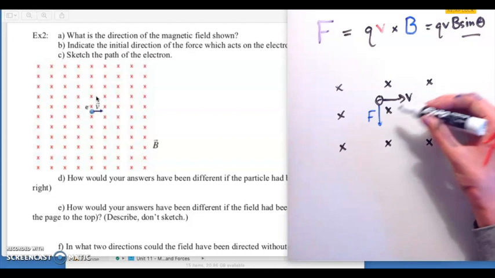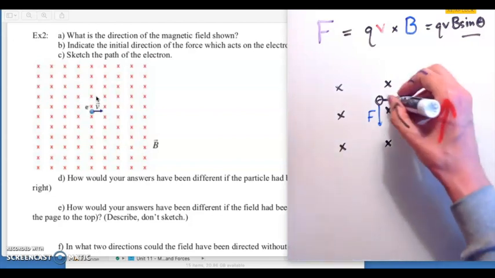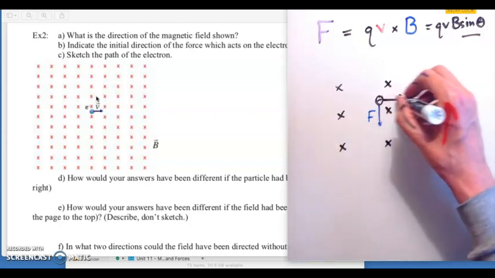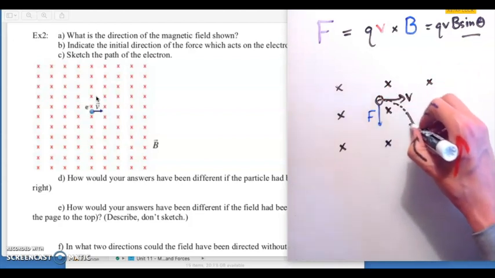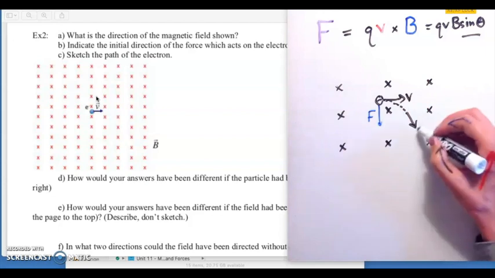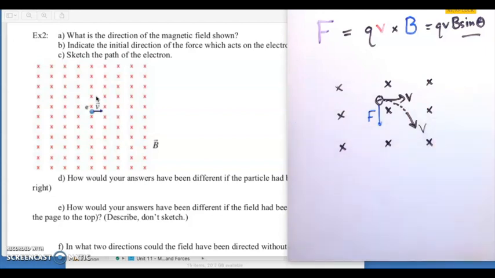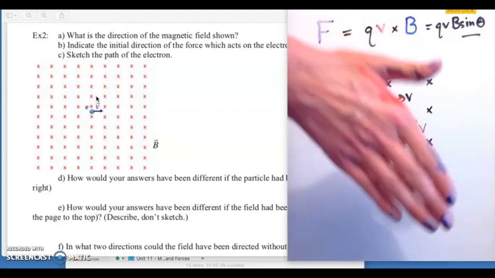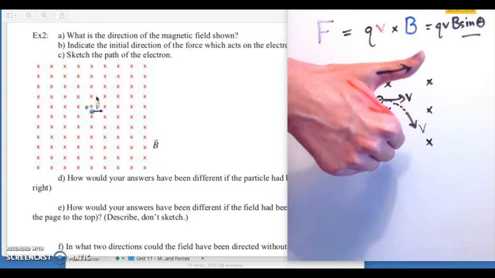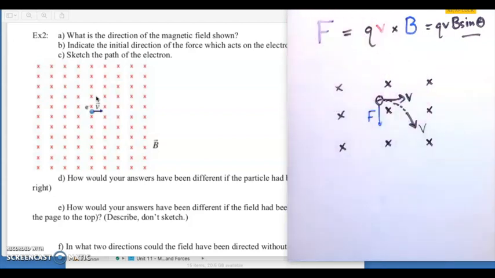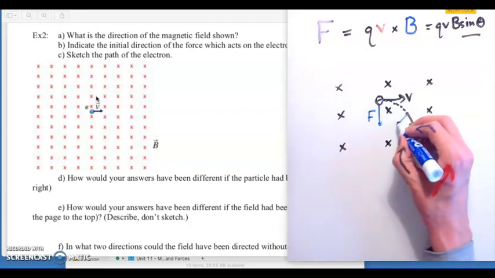Now, if that's the direction of the force, a little while later, instead of moving this way, it'll be moving, say, that way. When its velocity is that way, if we do our right-hand rule again, faithfully, we'll have v that way, B into the page. So the force will be, again, I've got to switch my answer. It won't be in the direction my thumb was showing. It'll be that way.